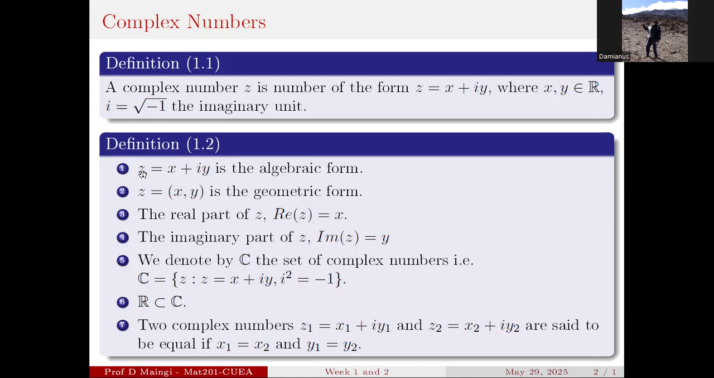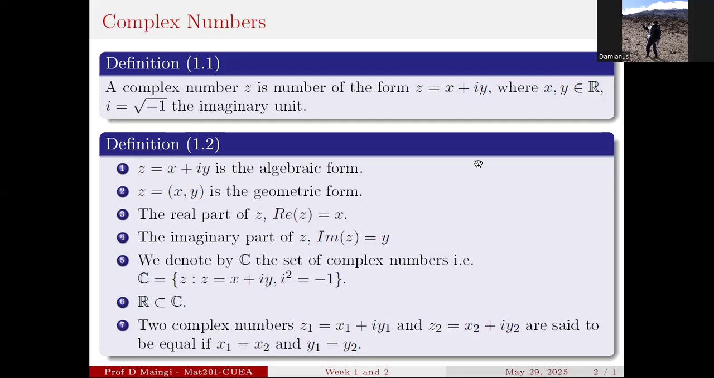So one way of defining complex numbers is to think of them in algebraic form. That means it's an equation. Z is an equation of x plus iy. We've just said x and y are real numbers, and i is the square root of -1. Or we can think of Z, the complex number Z, in geometric form.